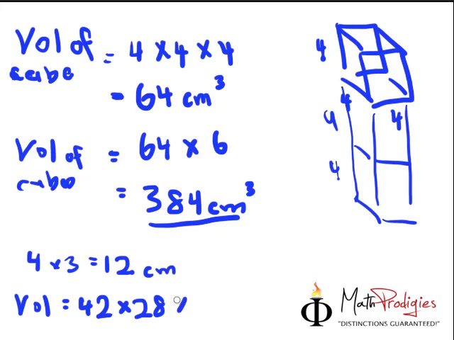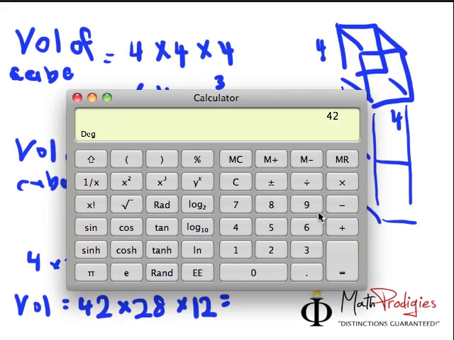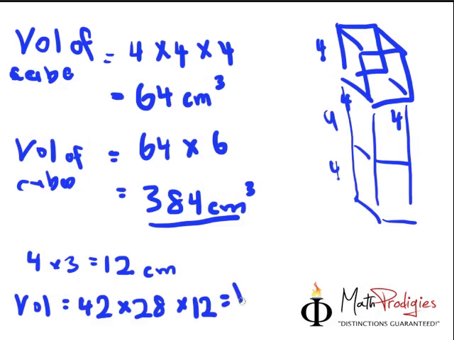So it's 42 times 28 times 12. The answer is 14112 cm cube. Now, is that the answer? That is not the answer. Why? Okay, this is the trick.